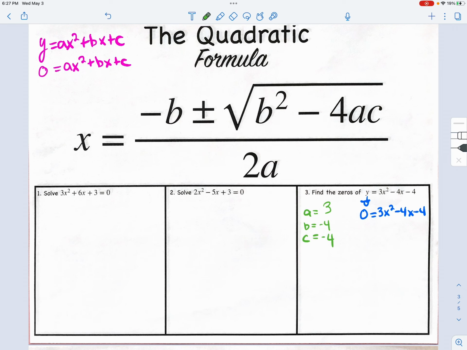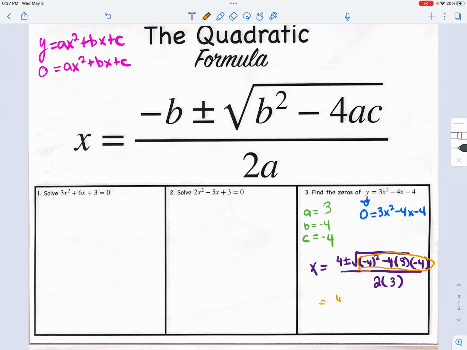From here, all we got to do is just plug it into our equation. So it's x equals -b, or I like to say the opposite of b. So +4 plus or minus the square root of -4 quantity squared minus 4, a, which is 3, and then c, which is -4, divided by 2 times 3. Remember, all you got to do is plug in what's underneath into the calculator, and it's going to give you an answer.